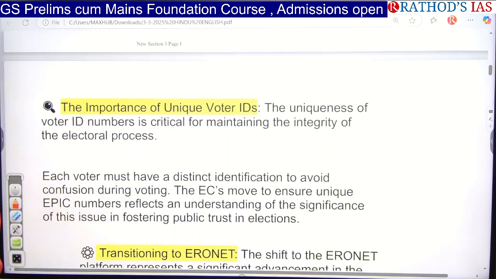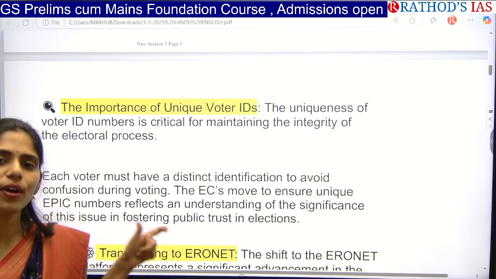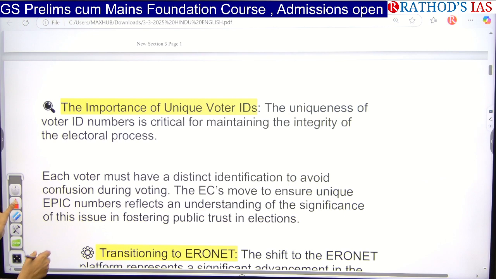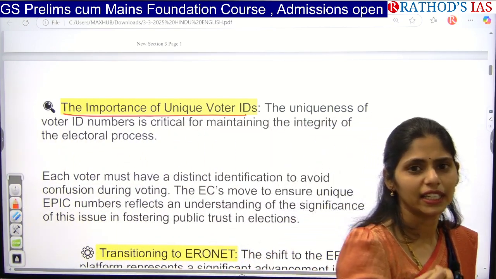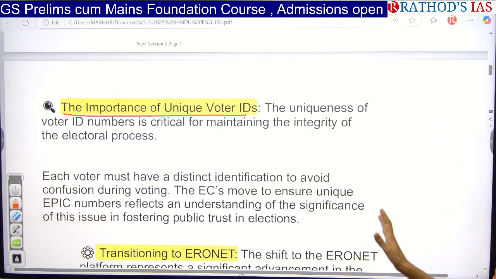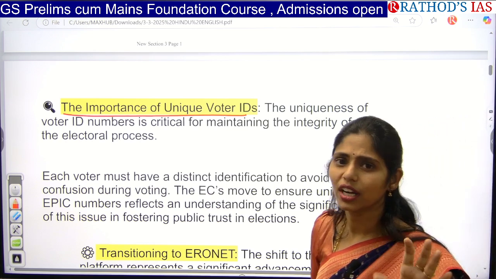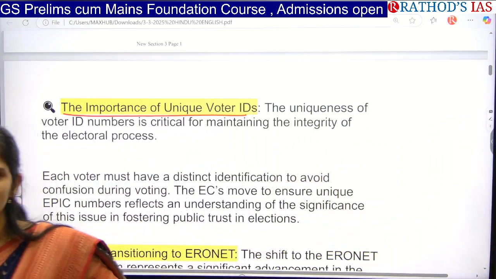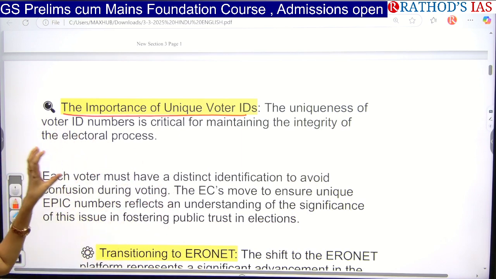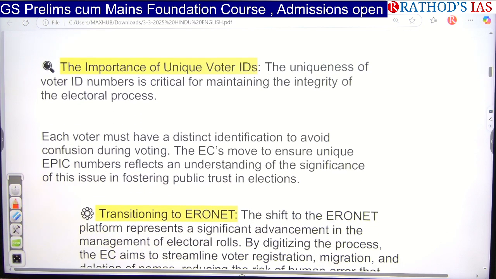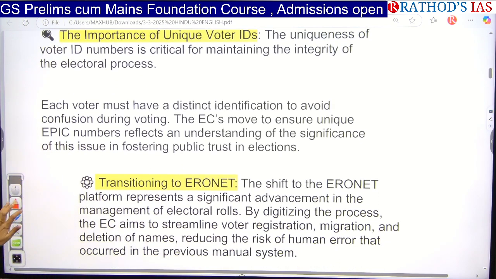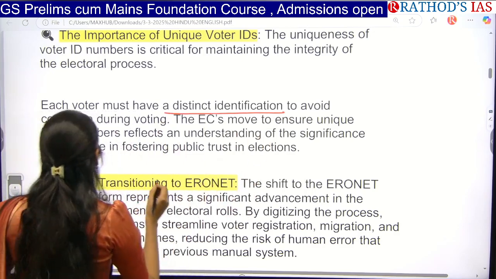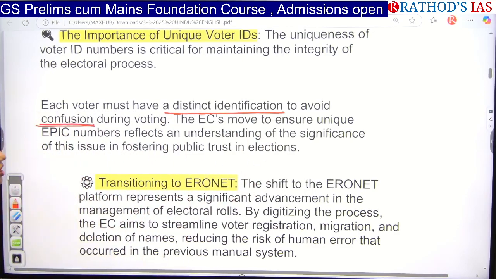And next, if you see some important details given in this article, the first important point you have to remember is the importance of unique voter IDs. Each and every voter has their unique ID. For example, they take certain parameters of a person while giving voter IDs, right? They take address, fingerprint, and sometimes also an ID scan. Because of this uniqueness, we want to maintain the integrity of the electoral process. We want to ensure a free and fair election process in our country, and each voter must have a distinct identification so that we avoid confusion during voting.